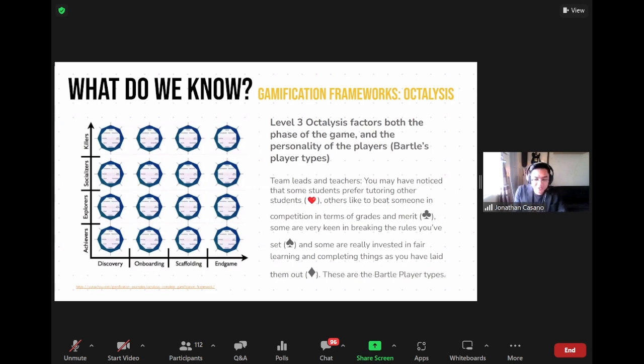And the others are really the model students na they are invested in fair learning and completing things as you have laid them out. The diamonds, the achievers.